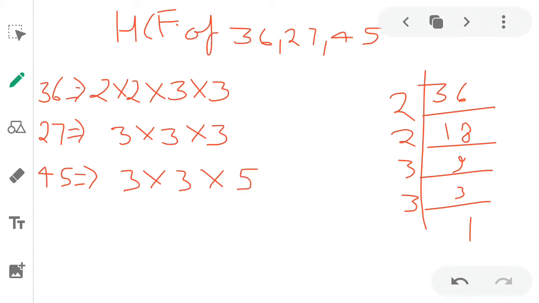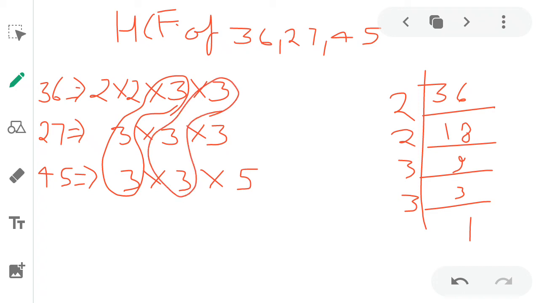Now we find out the common factor in these three numbers. If two numbers are given, then we find the common factor of two numbers. If three numbers are given, then we find the common factor in three numbers. Here 3 is common in three numbers and this 3 is also common in these numbers, and no other number is common in three numbers, 3 and 3.